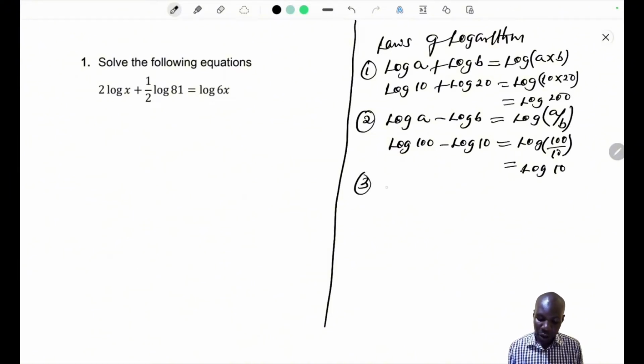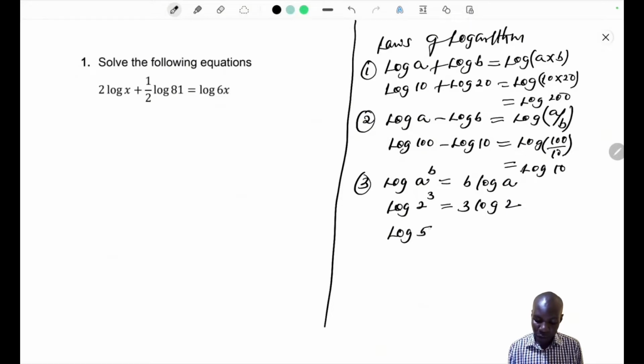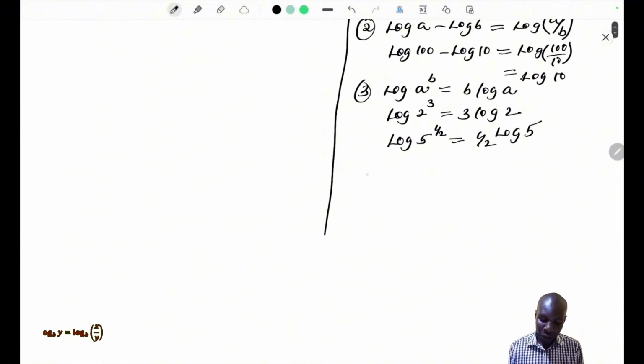Number three, we must know that if we have log of A to power B, this is the same as B log of A. For example, if we have log of 2 to power 3, this can be written as 3 log of 2. Or if you have log of 5 to power a half, this can be written as a half log of 5.